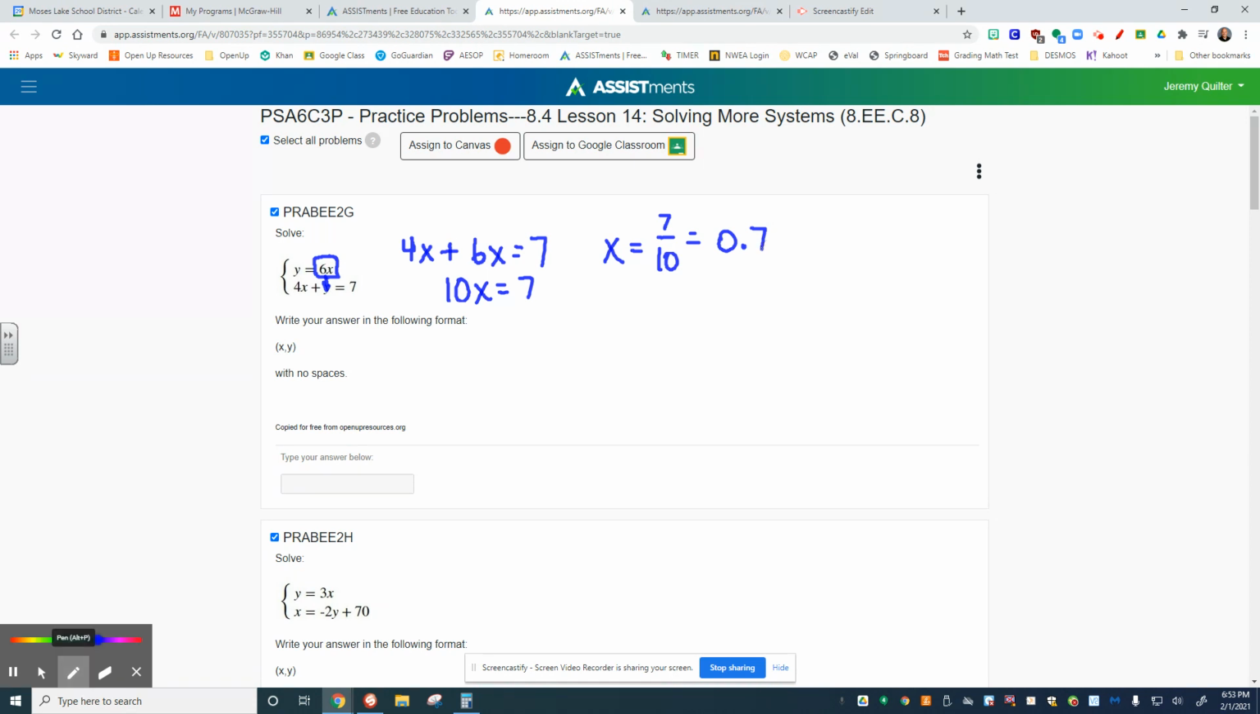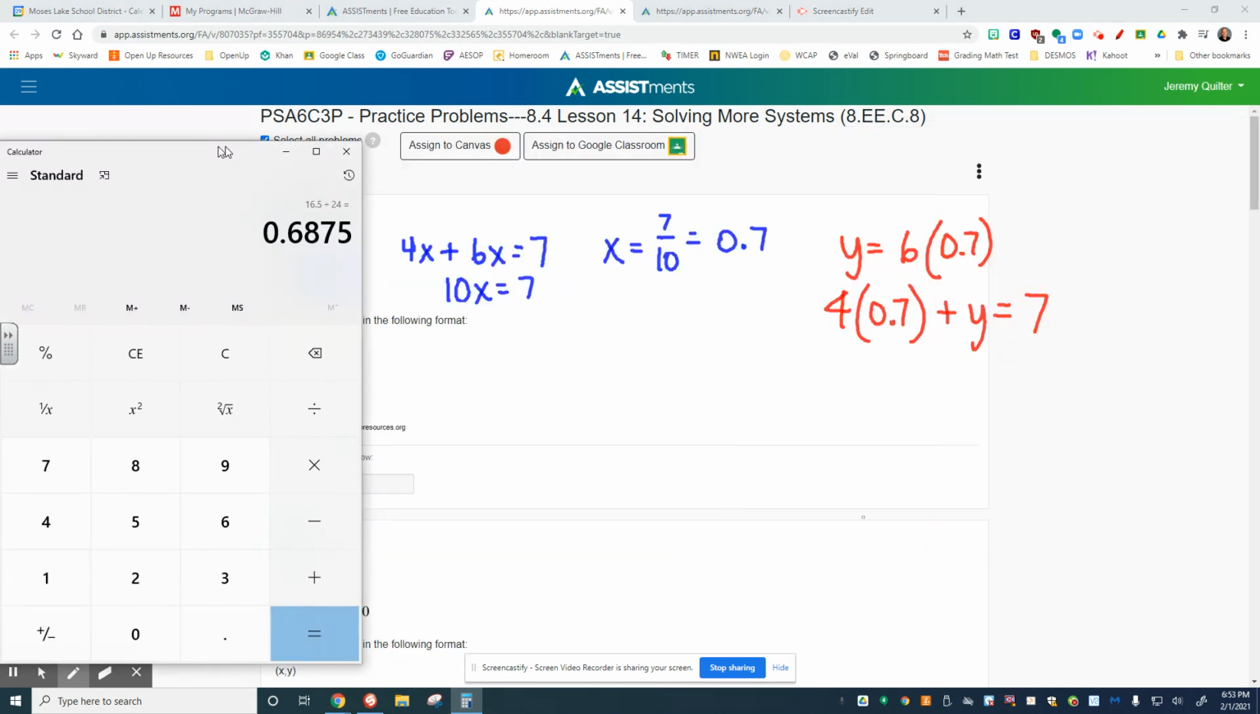Now, to figure out what y is, I need to use substitution. So rather than having 6x, I want to have y is equal to 6 times 7/10. And then in the other equation, I have 4 times 7/10 plus y is equal to 7. Now, let's go ahead and use a calculator to figure out what these are.